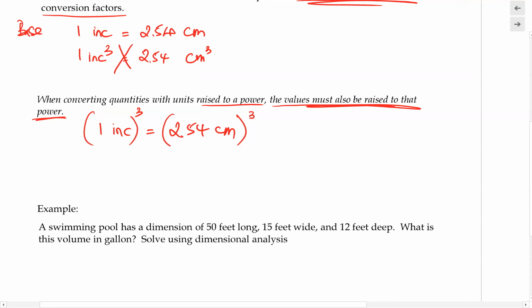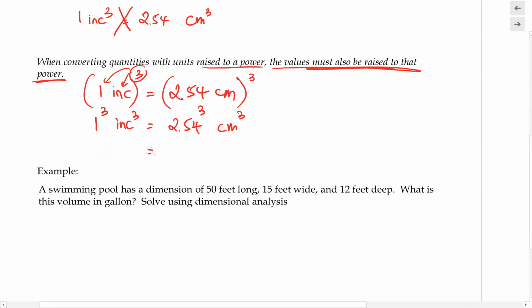And now, distribute the power to both the unit and the value. So in this case right here, 1 to the third, and then inch to the third. So we distribute this 3 to both the unit and the value. And same thing on the other side. We now need to distribute this third power. So this equals 2.54 raised to the third power, and now centimeter would also be raised to the third power. And after that, when we solve this, 1 to the third power will still equal 1.